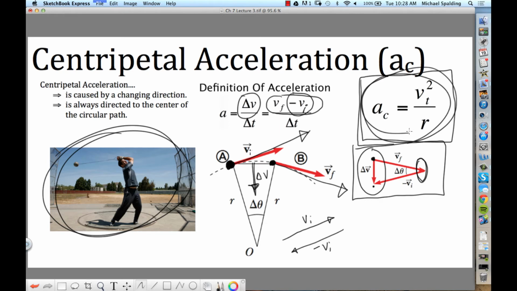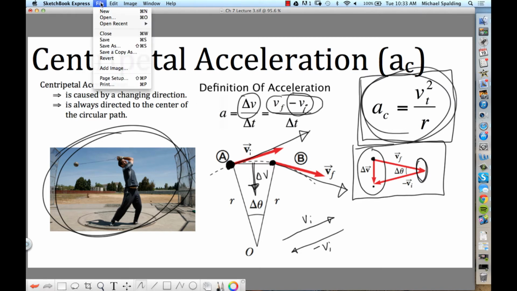But look, this is the equation for centripetal acceleration. Don't worry about where it comes from. We're just going to use it, okay? This is the equation for centripetal acceleration: v squared over r, where v is the tangential velocity. All right, moving on.